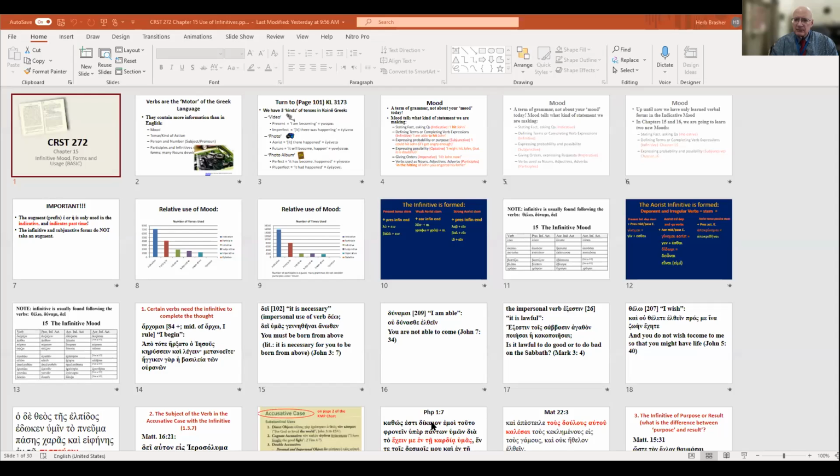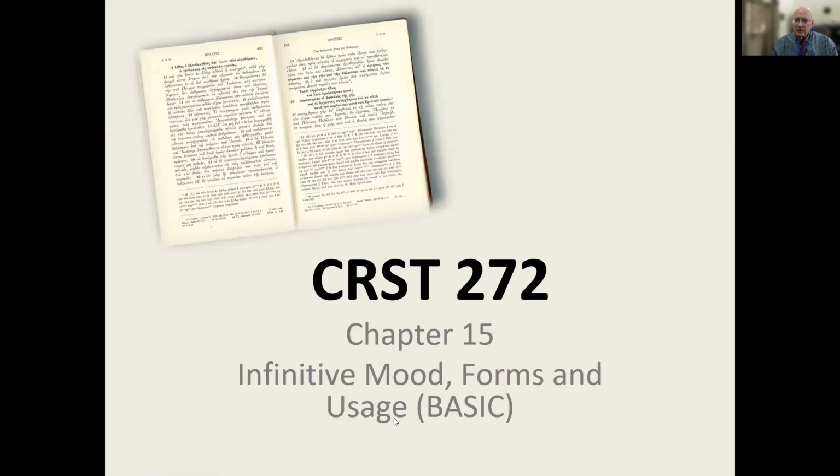So I'm going to share my screen with you, and we're going to look at a presentation. And I need to start the presentation at the right spot, I hope. There we are. Basic usage of the infinitive mood from chapter 15.